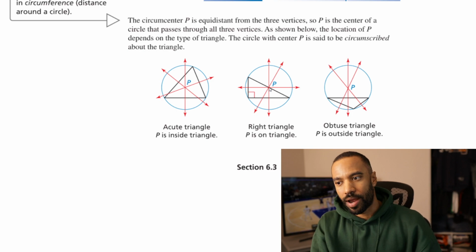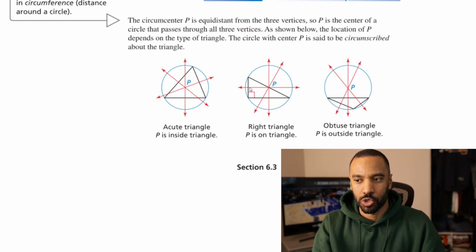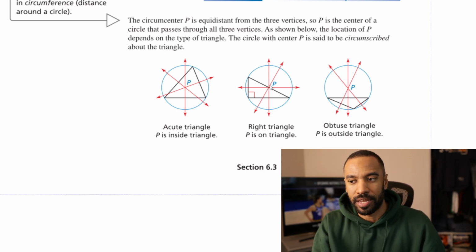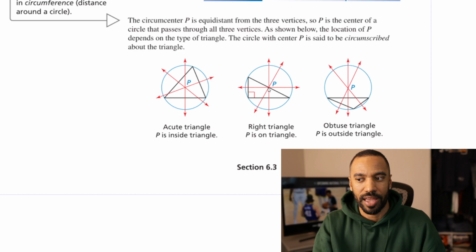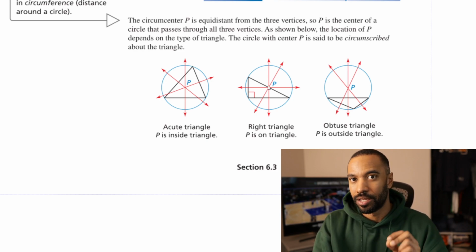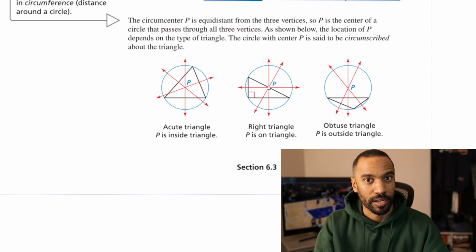When you have a right triangle, however, the perpendicular bisectors work a little differently because the ones for the legs of this right triangle intersect at the hypotenuse just by nature, and then the hypotenuse one starts there and it goes right on there. So in a right triangle, the circumcenter is on the hypotenuse of the triangle. It's on the triangle itself.